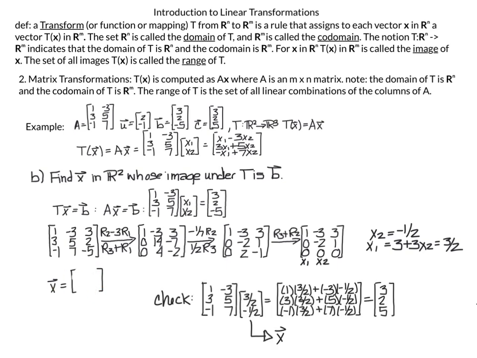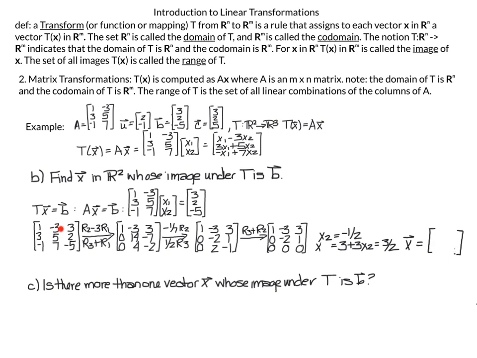And this just begs to be checked. You can check it by plugging in A and plugging in your answer, which I wrote incorrectly here, so let me change this one. It's 3/2, minus 1/2. You do the multiplication, and you get 3, 2, 5, which is exactly B.